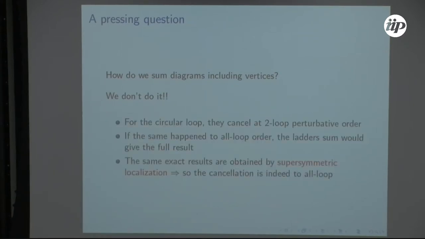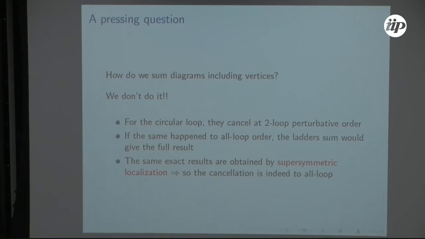But there's a reason for not doing this sum. For the circular case, Erickson, Semenov, and Sarembo already discovered, when they did the explicit two loop computations, that for the case of the circular loop, these two contributions cancel exactly. So it's not that you are dismissing them, but for the circular case, this is equal to minus this. And this is just the end of the story at two loop.